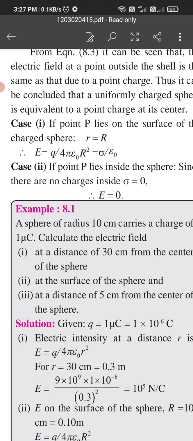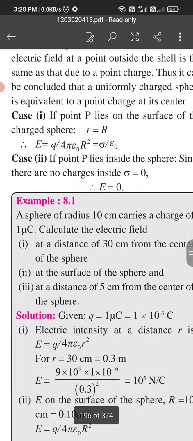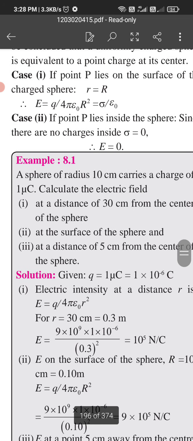Second, at the surface of the sphere, E on the surface of the sphere, R is equal to the radius given, 10 centimeters. 10 centimeter we are going to convert into meter, that is 0.1 meter. So E is equal to q upon 4 pi epsilon naught capital R square, 9 into 10 raised to 9 multiplied by 1 into 10 raised to minus 6 upon 0.10 bracket square. 0.10 bracket square, that is 0.01.